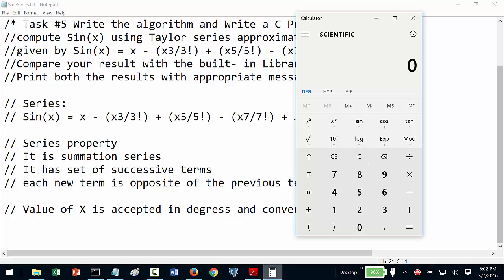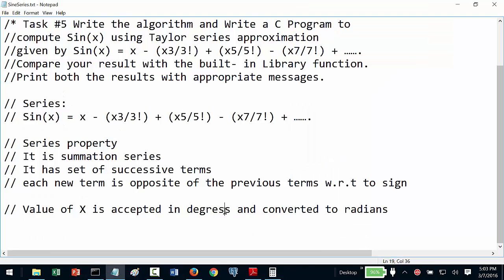Let us take for example 45 degrees, that I will multiply by pi and divide by 180. Once I do that, I get 0.7853. This is my radians equivalent of 45 degrees. So we will ask the user for the value in degrees, and we will convert that into radians. That is important because it is easier for the user to remember degrees than radians.